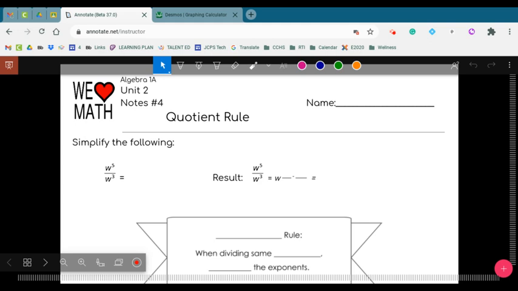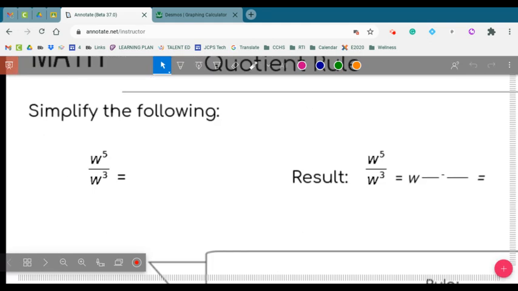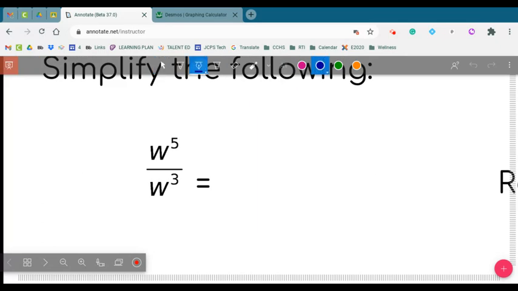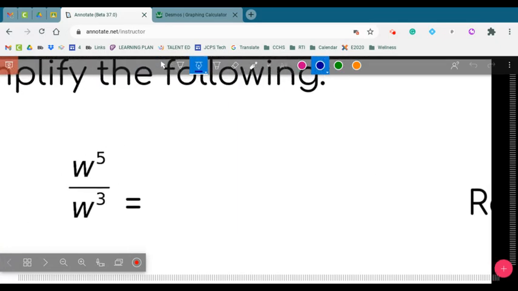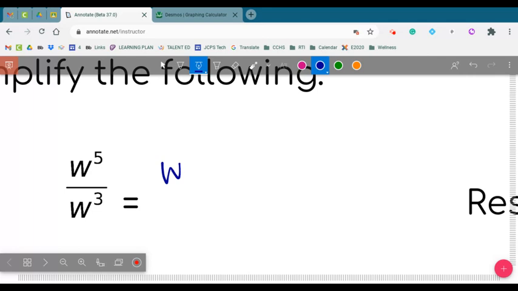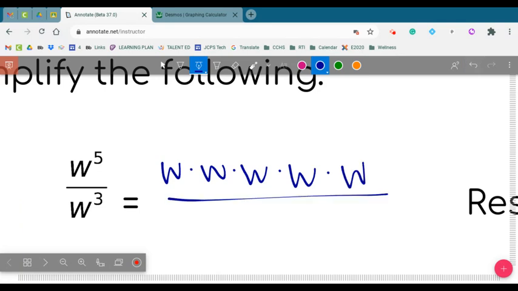Okay, today we're going to do Unit 2, Notes number 4, which is our quotient rule. So this is going to be opposite our product rule. We're going to start by simplifying the following. We're going to write this in expanded form. So we have w to the fifth over the top: w times w times w times w times w. And then we have 3 w's on the bottom: w times w times w.